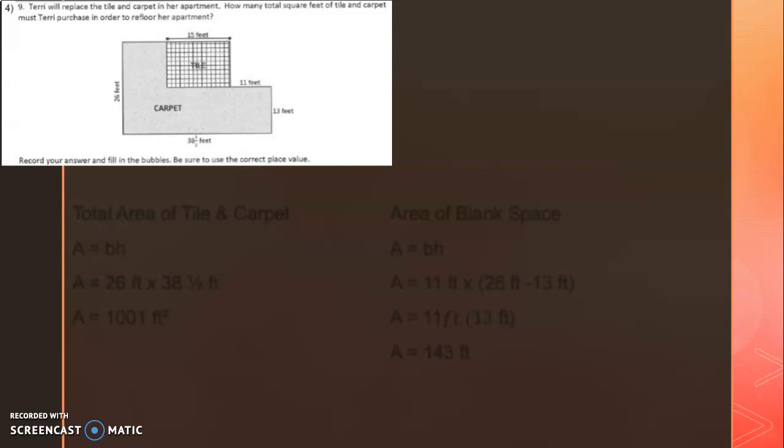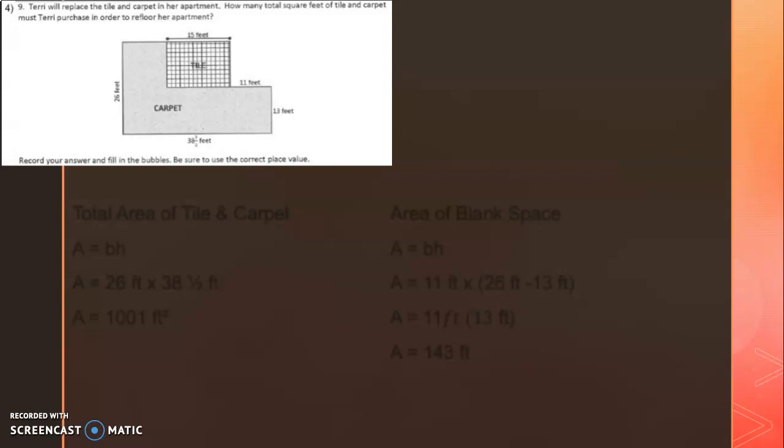How you separate this shape is completely up to you. I personally, for this equation, would find the area of the whole thing. So that includes the carpet, the tile, and that white space. And then subtract just the blank space, which is the part that's white. So that, I think, would be the easiest way. I know another way is you can simply find the area of just the carpet, then find the area of just the tile and add them together.